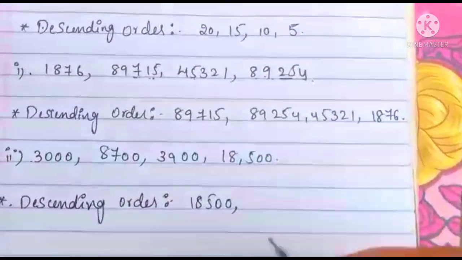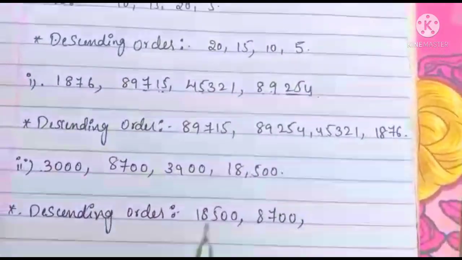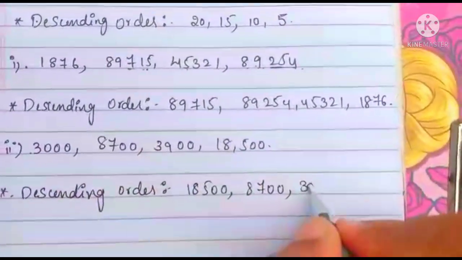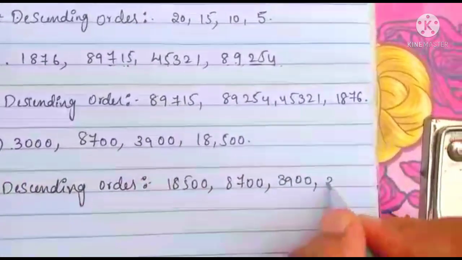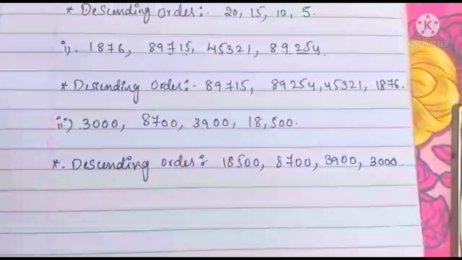18,500, comma, next what? 8,700, comma, 3,900, comma, 3,000. Okay, do you understand? Next, fourth bit.